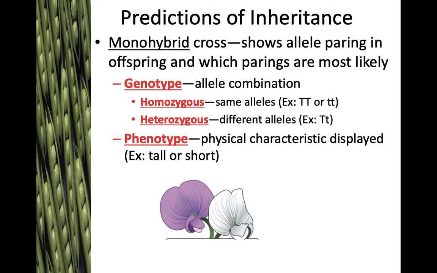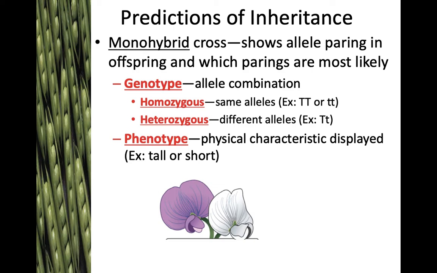So what are the predictions of inheritance, and what are some terms we need to know when we start dealing with genetics problems? Well, we need to know what a monohybrid cross is. A monohybrid cross, mono means once, just means that we're showing allele pairing in an offspring for one trait at a time. We're going to talk about something called a genotype, and this is your allele combination. So we represent alleles in genetics with letters. It doesn't really matter what the letter is, it's just made up. But we use capital letters for dominant and lowercase letters for recessive typically.